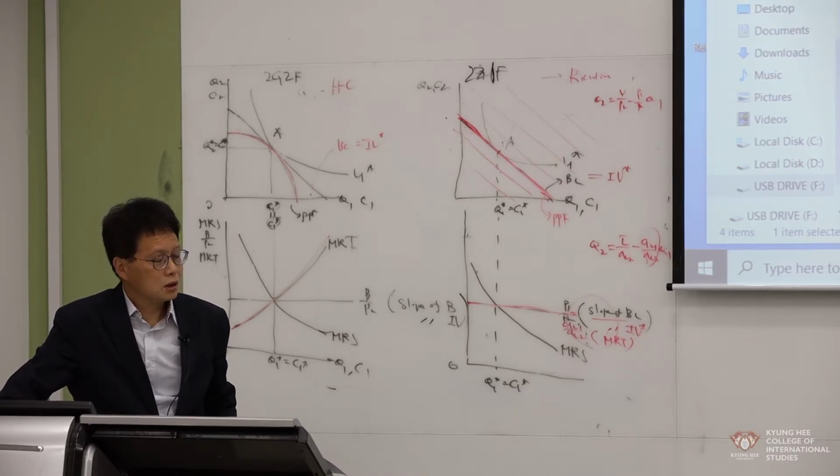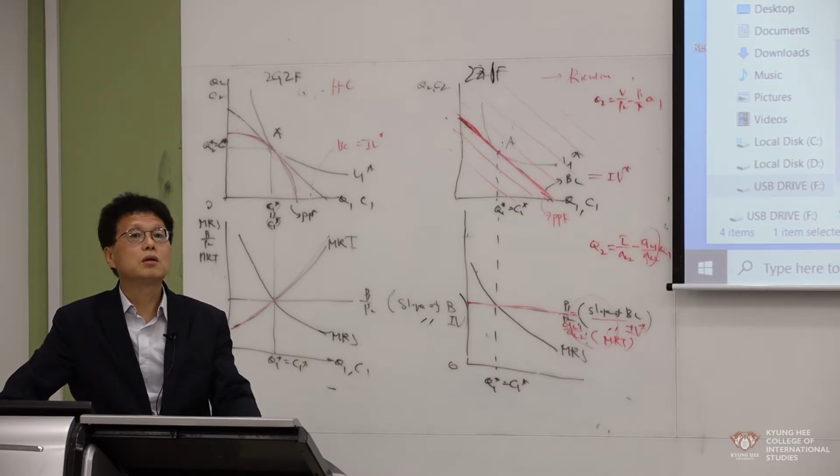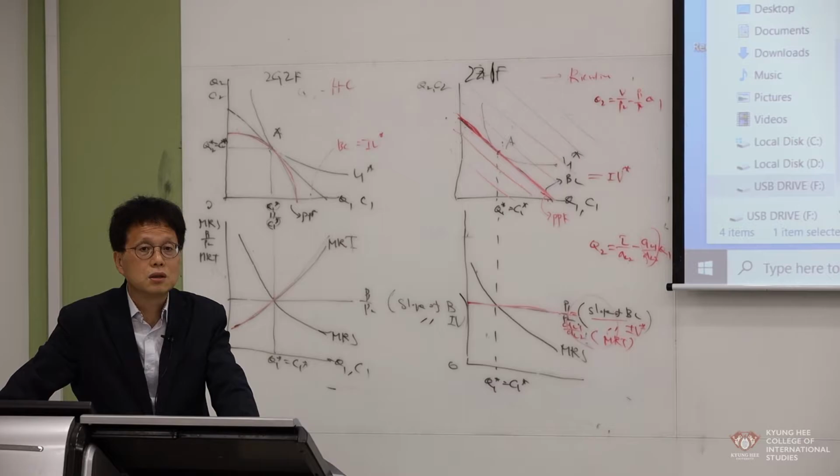At the time, most people know that the UK is more productive in producing Q1, right? Manufacturing goods.